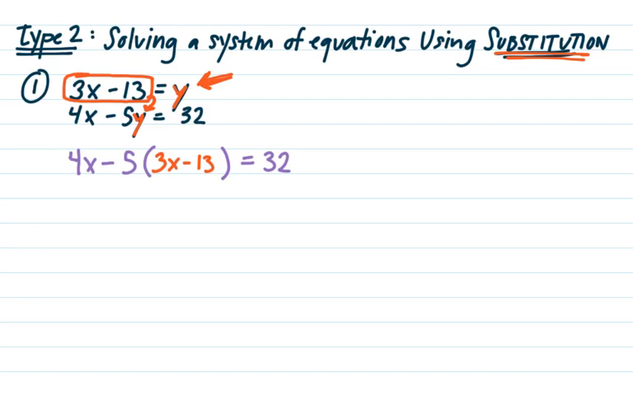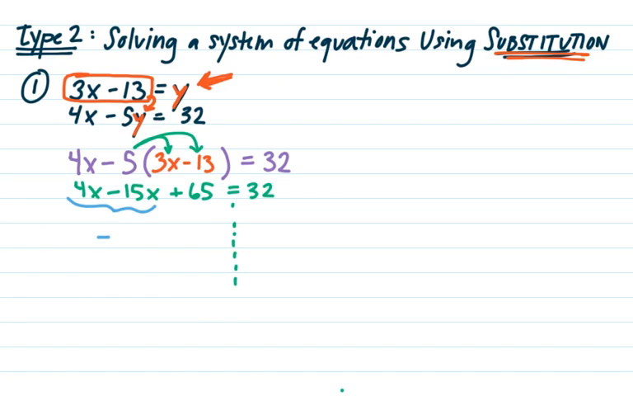Okay, now we're down to one equation and one letter, which should be easy to solve. So first step, we like to distribute. So we get 4x minus 15x plus 65, minus 5 times minus 13 is plus 65, equal to 32. Now it's just a case of solving. We combine like terms, same with same. So this becomes minus 11x. Here I'm going to move the 65 to this side.